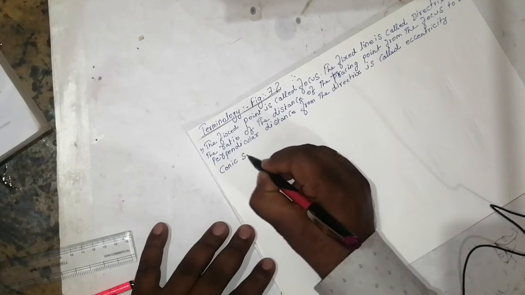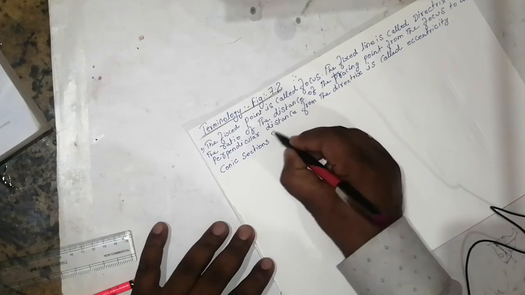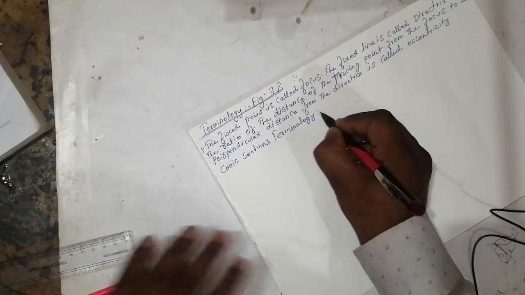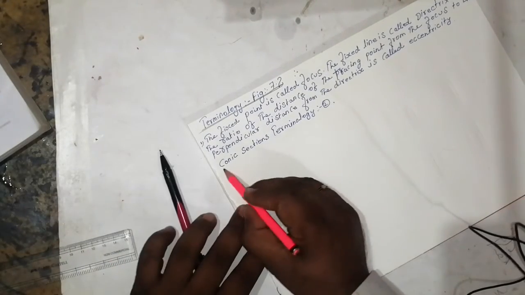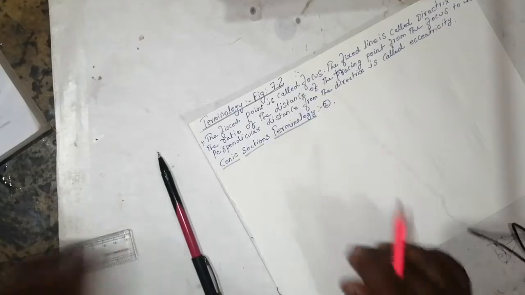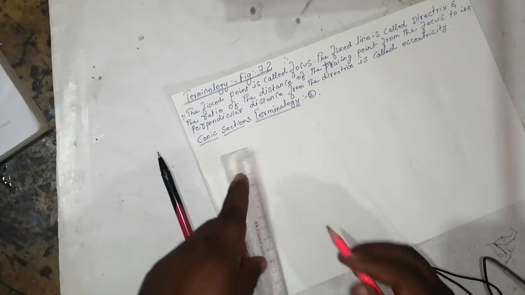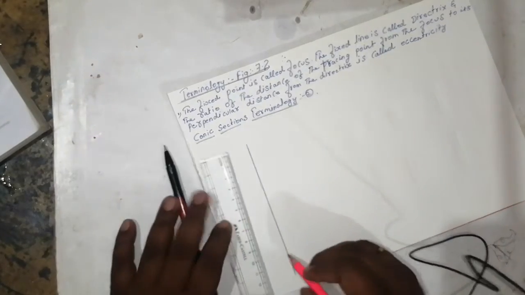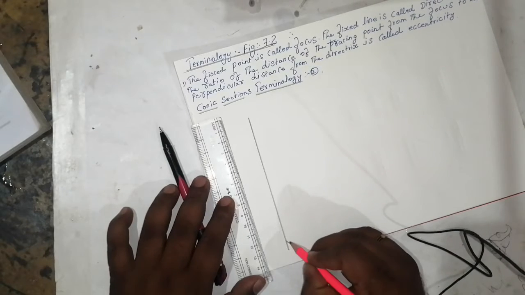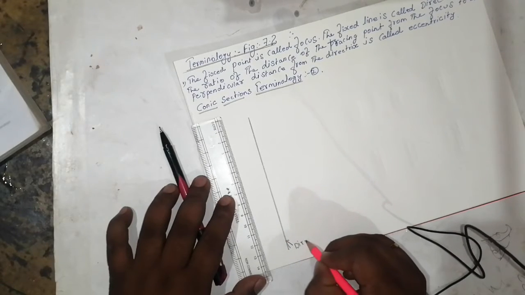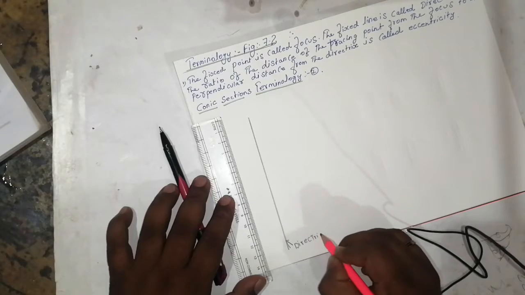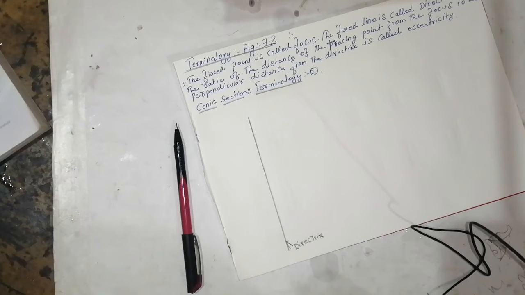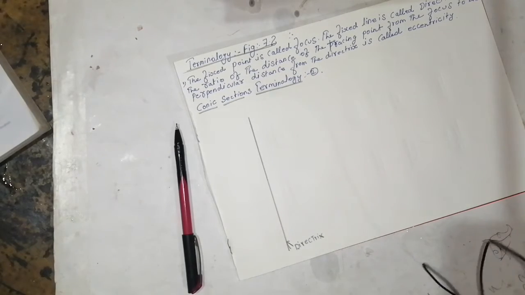Conical section terminology. This is the second question. You can see in the previous video, this is called conical section. The vertical line that is drawn is called the directrix. Directrix.